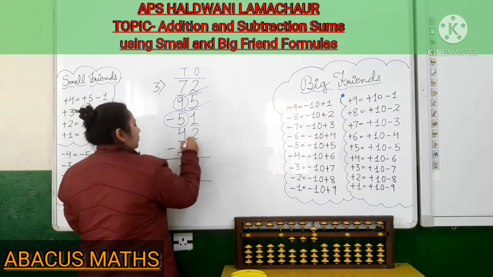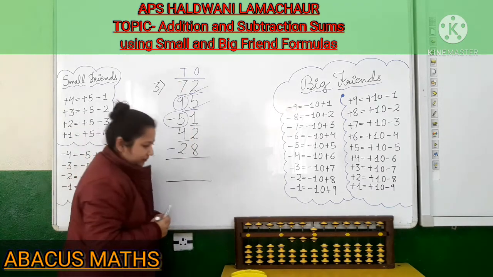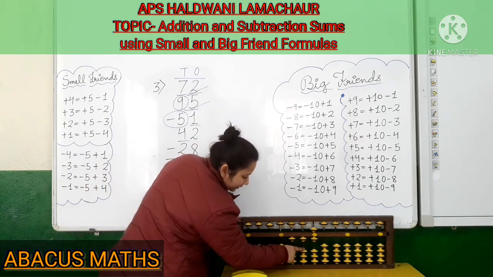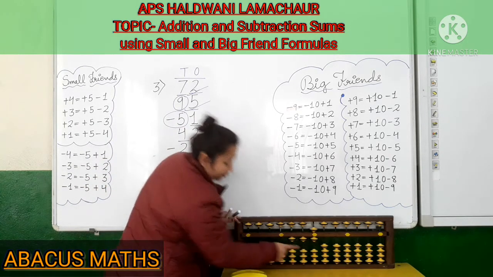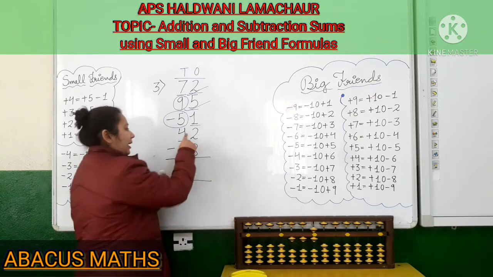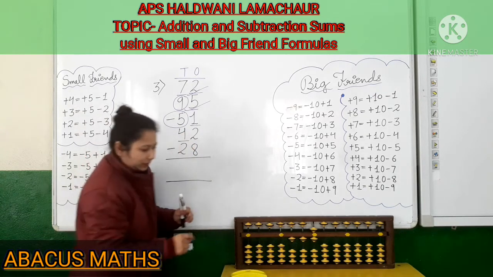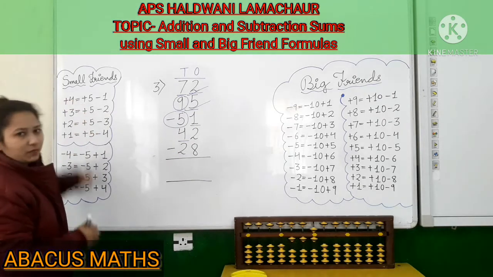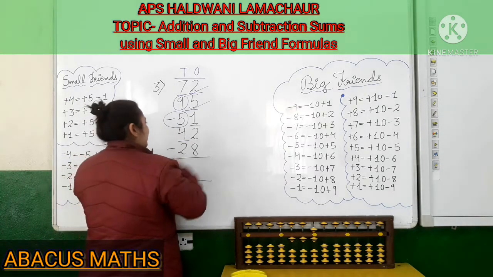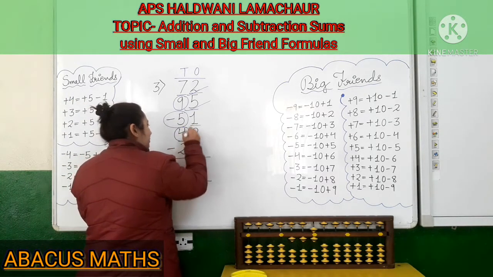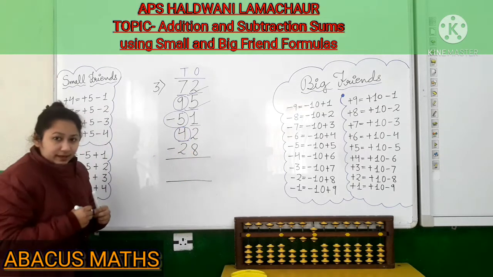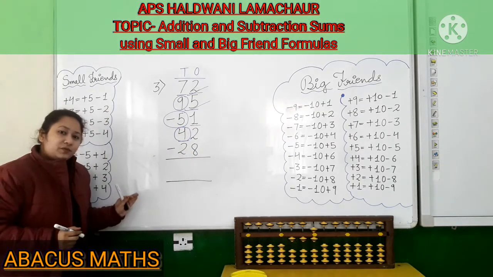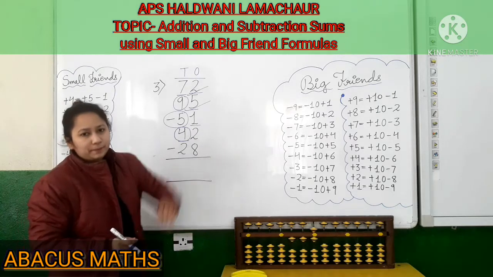Now next you have to add 4 in tens rod. 4. See 1, 2, 3. Only 3 beads are there and you have to add 4. So for adding 4 take the help of small friends. You can see kids that first of all I am going for the small friends only. Yes, when you can't apply small friends then go for the big friends.